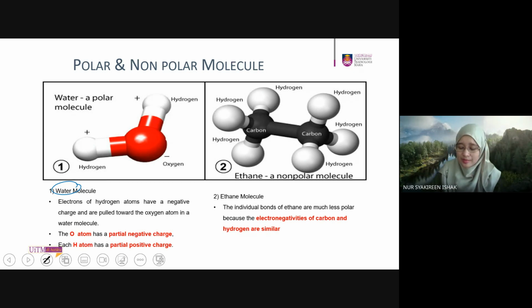So the oxygen atom has partial negative charge, kan? Partial negative charge sebab apa? Dia tarik elektron daripada hydrogen. As for the hydrogen atom, it has partial positive charge, sebab elektron dia dah ditarik oleh oksigen tu tadi, so it makes the hydrogen more positive, kan? Partial tu maksudnya charge dia bukan sepenuhnya hilang. Ada je kat situ tapi di-share. Macam tu, right?